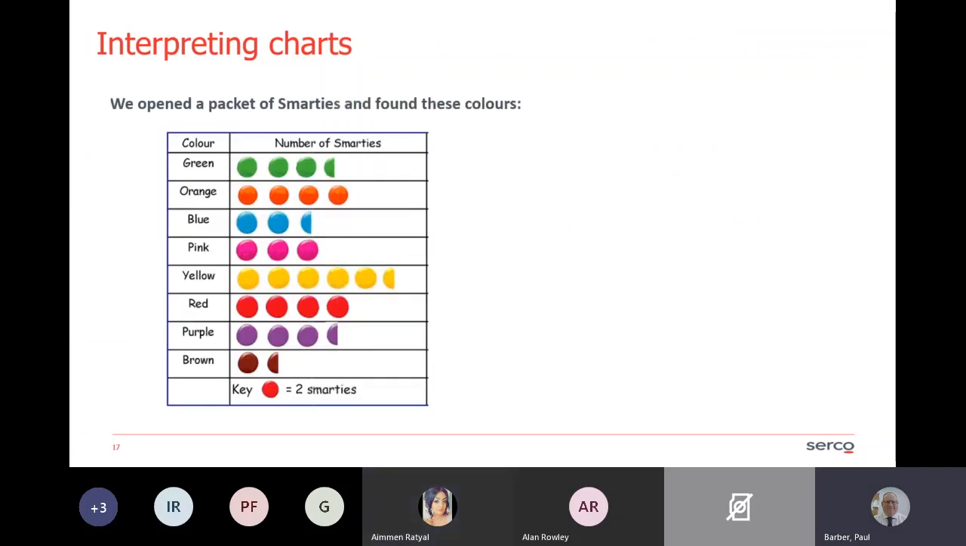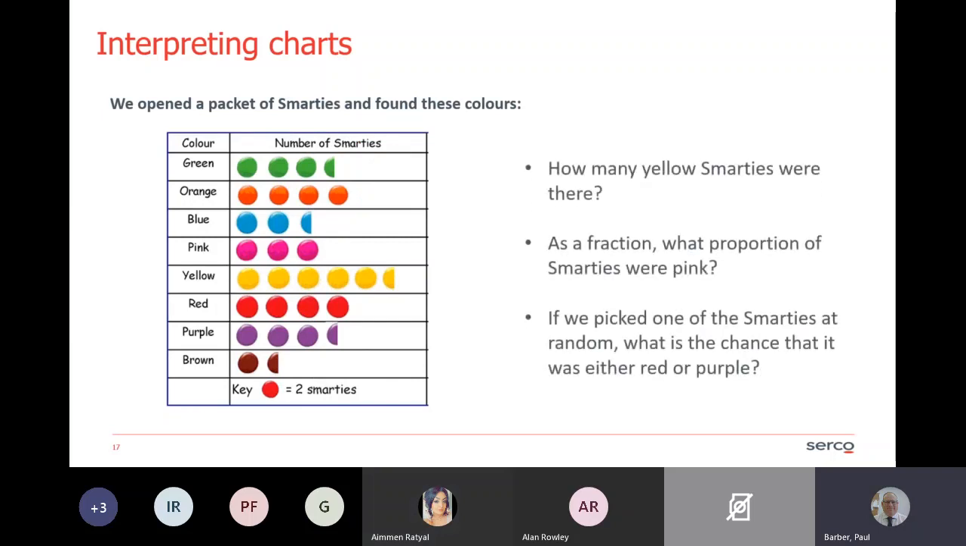This is sometimes known as a pictogram or a pictograph, and basically it's a chart, a bit like a tally chart, but it uses pictures to display something. So again, you may get a relatively straightforward question. How many yellow Smarties are there?